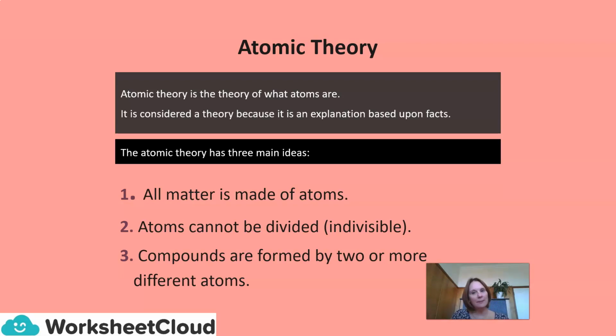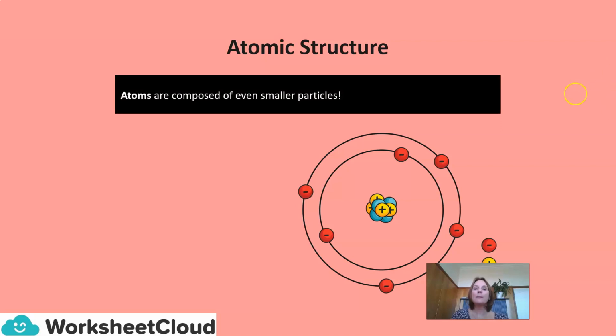You need to remember the word compound. We have spoken about it in previous lessons, but we are going to come back to it within the lesson of the periodic table. So compounds are formed by 2 or more atoms. The atomic structure is as follows.